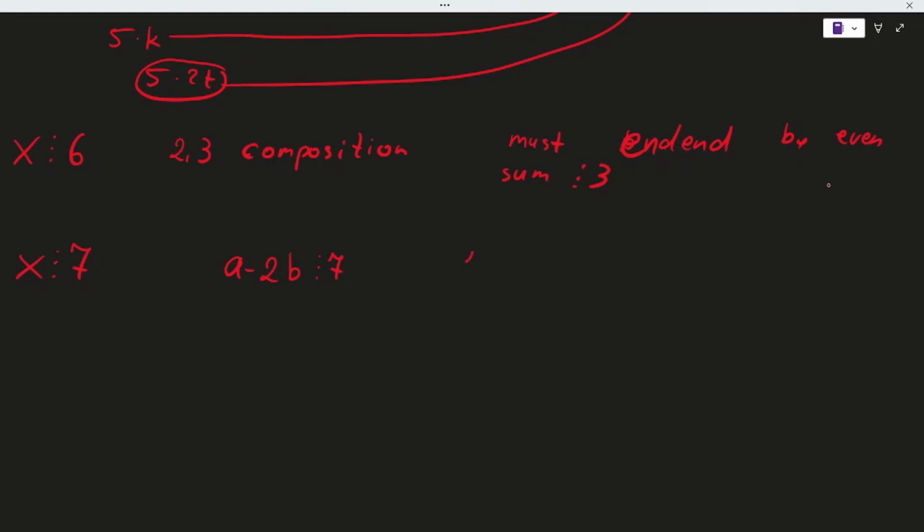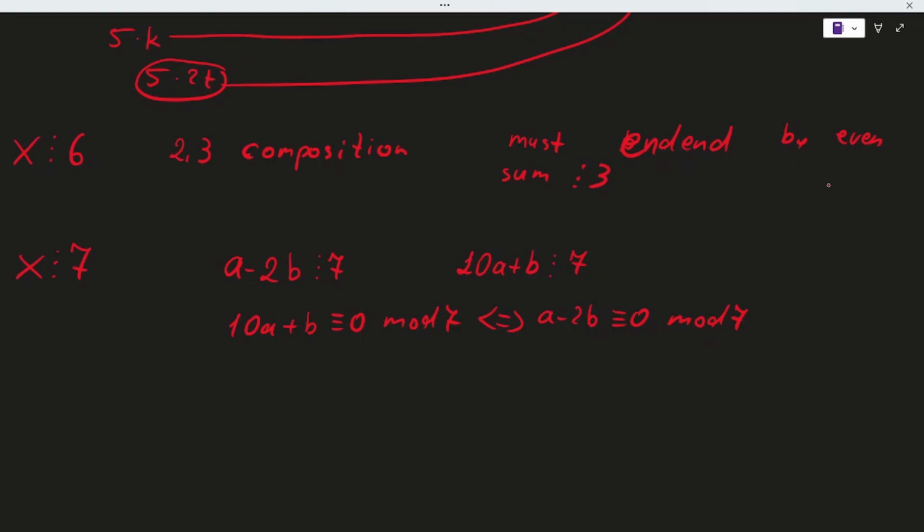The original number will be just 10 times a plus b. So we just need to show that this modular equation holds: 10 times a plus b and a minus 2b are the same mod 7. So 10a plus b equivalent to 0 mod 7 must be equivalent to a minus 2b equals 0 mod 7.